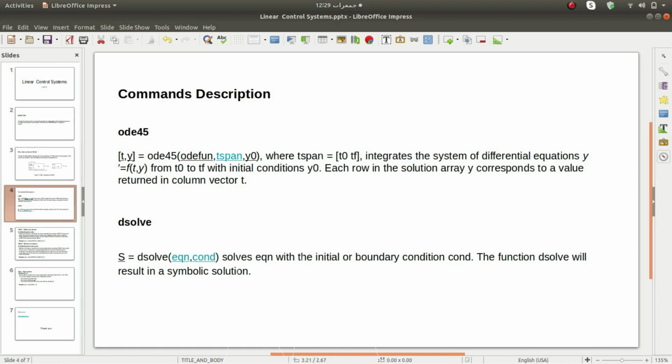This command shows you a result in graphical format, and it will give you the result in a column vector. As far as dsolve is concerned, dsolve also solves this equation with initial condition, but it will give you the answer as a symbolic solution, rather than numerical values. So these are the commands you can use to solve any type of differential equation of any order.